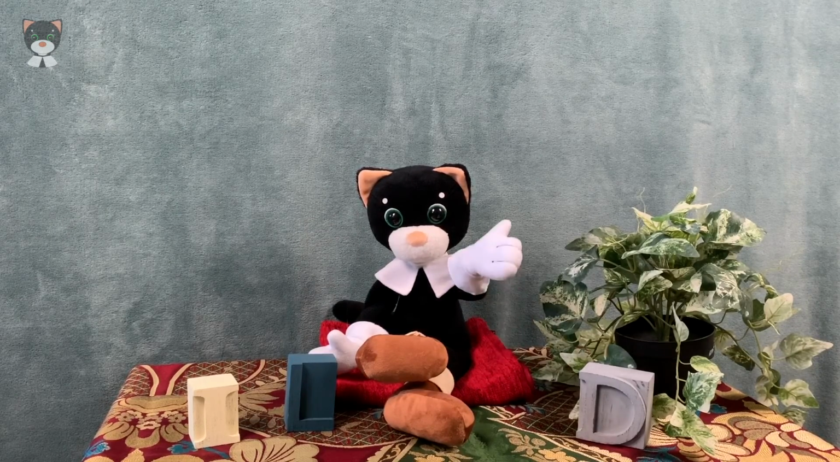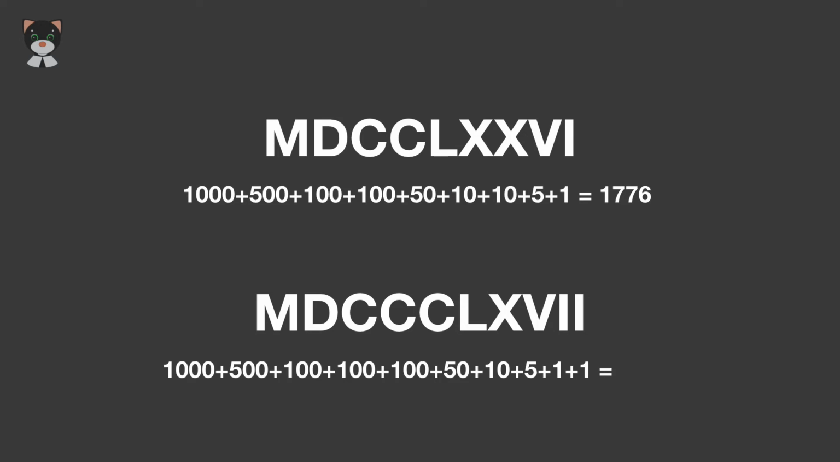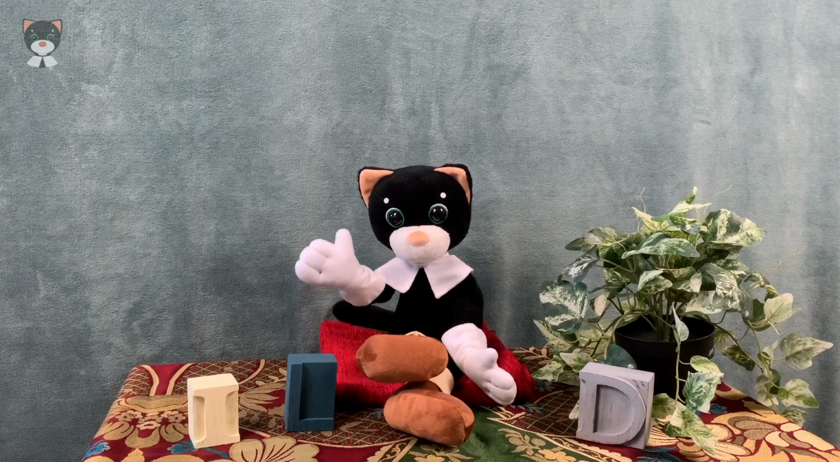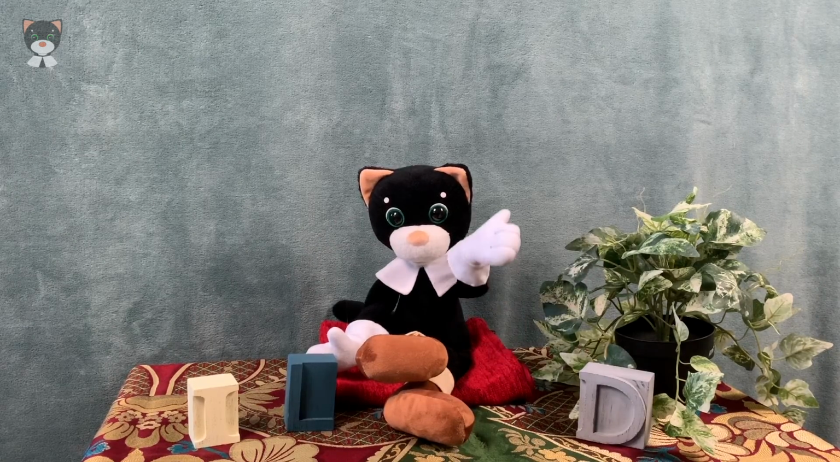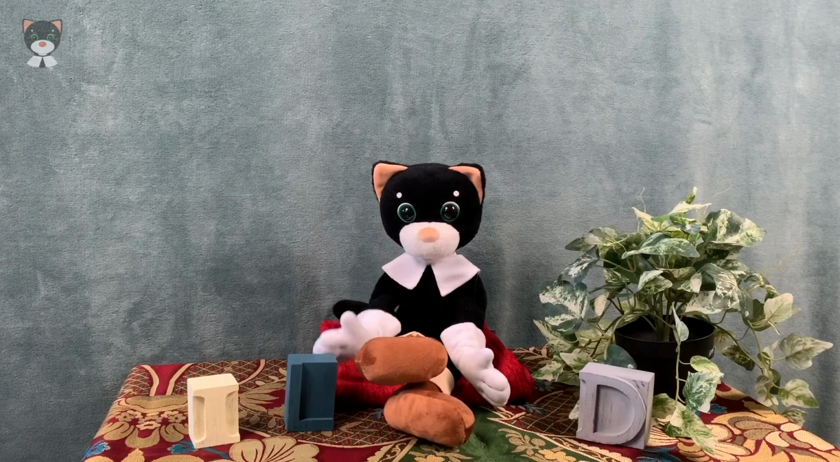And the second number. Here we have 1,500, then 100, 100, 100 again, then 50, 10, 5, 1, 1. Gives 1,867. This is a very important year in the history of Canada. What happened that year on July 1st? Let me know in the comments.